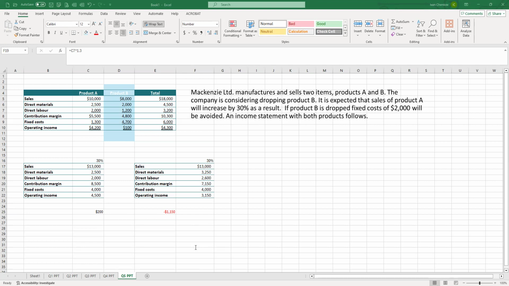Because here, as you can see, the question clearly says expected sales of product A will increase with 30% as a result. Sales of product, it's not the selling price.